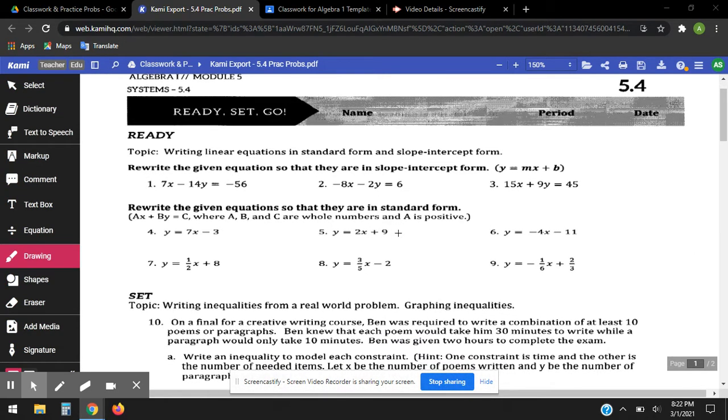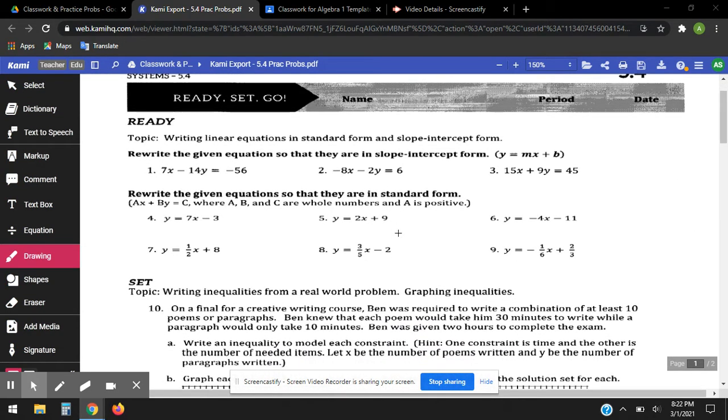We are going to start by rewriting the given equation so that it's in slope-intercept form. So to do that, we need to get the y by itself. So I'm going to subtract 7x from both sides, and that is going to run me out of space. We're going to have negative 14y equals negative 7x minus 56. And then to get my y by itself, I'm going to divide by negative 14.